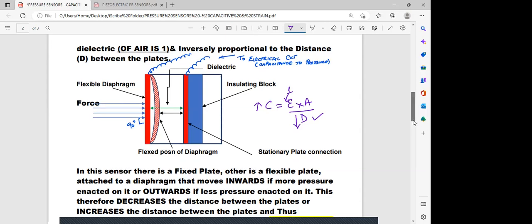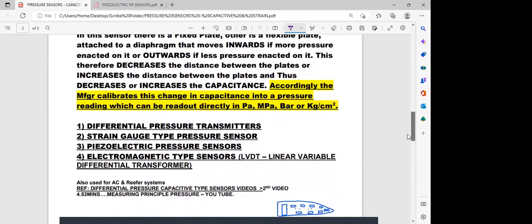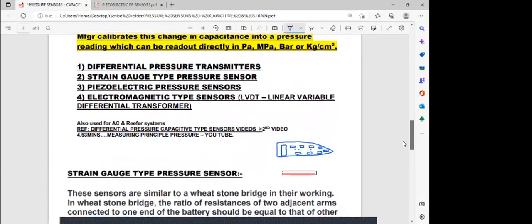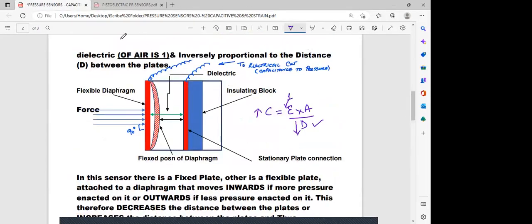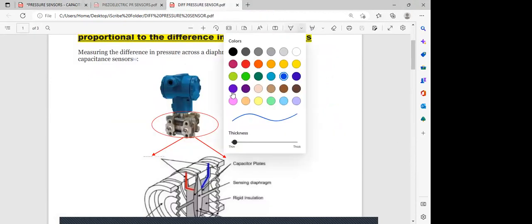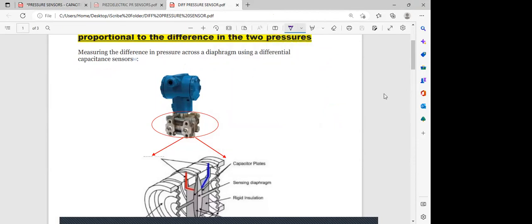Right, let us see the other one, the strain gauge type of pressure sensor. Before the strain gauge, let's go to the differential pressure sensor. Let me open up that particular thing. Right, so we are still on pressure sensors. We'll do the strain gauge shortly.